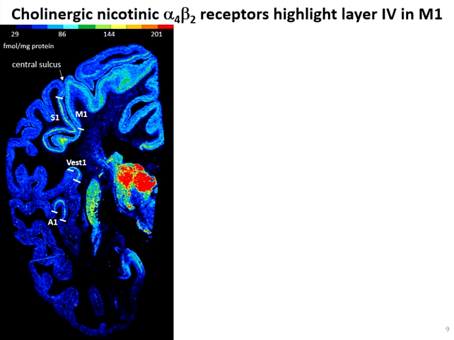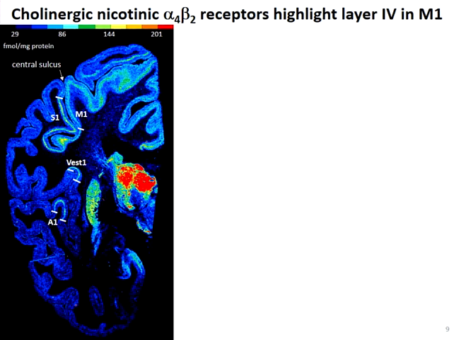And this situation is also found in the primary auditory cortex, which is labeled with A1 on the slide, and the primary vestibular cortex. Now, interestingly, we see a comparable stripe of nicotinic density in the primary motor cortex, M1, although with a slightly lower absolute density than in the primary somatosensory cortex.